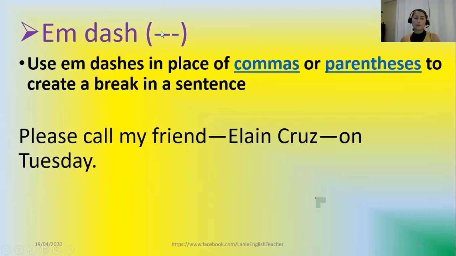Another kind of dash is what we call the em dash, and it is written this way. It is represented by three hyphens, as you can see on the screen, and its width is about the width of the letter M. So when do we use an em dash? We use an em dash in place of commas or parentheses to create a break in a sentence. Example: Please call my friend — Elaine Cruz — on Tuesday. So instead of using commas or parentheses, we can use an em dash.